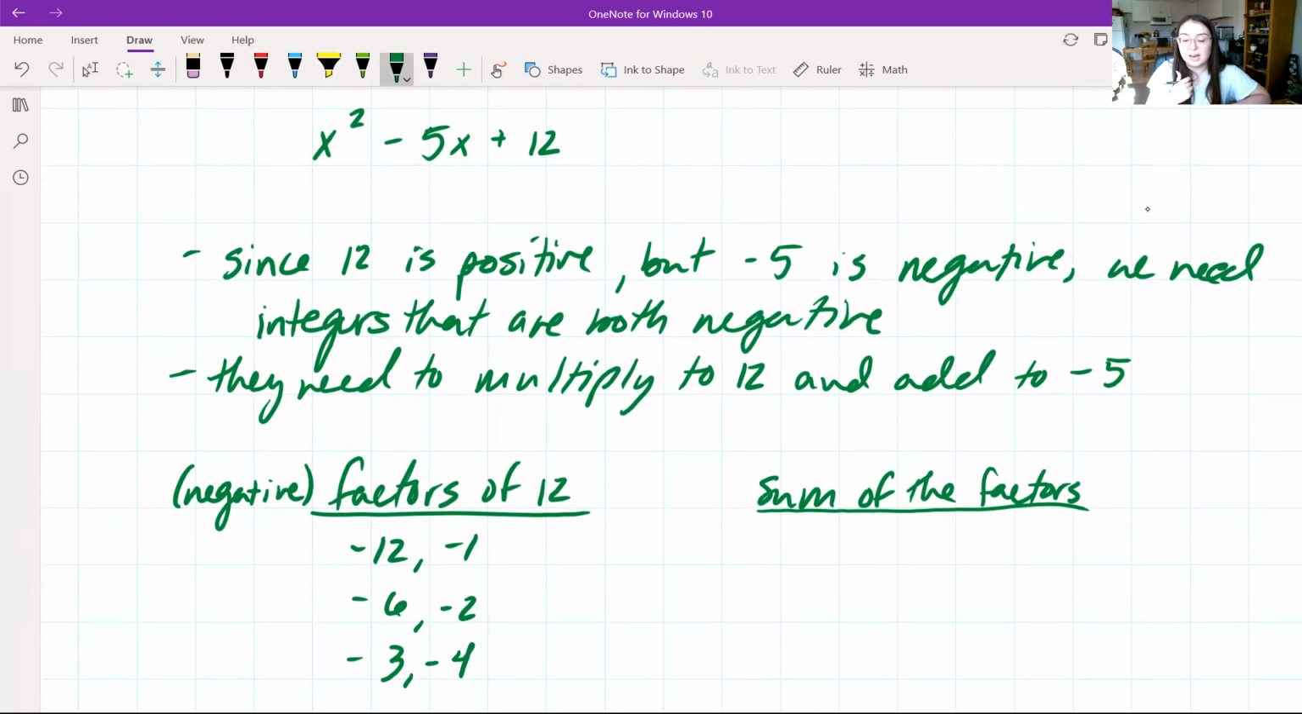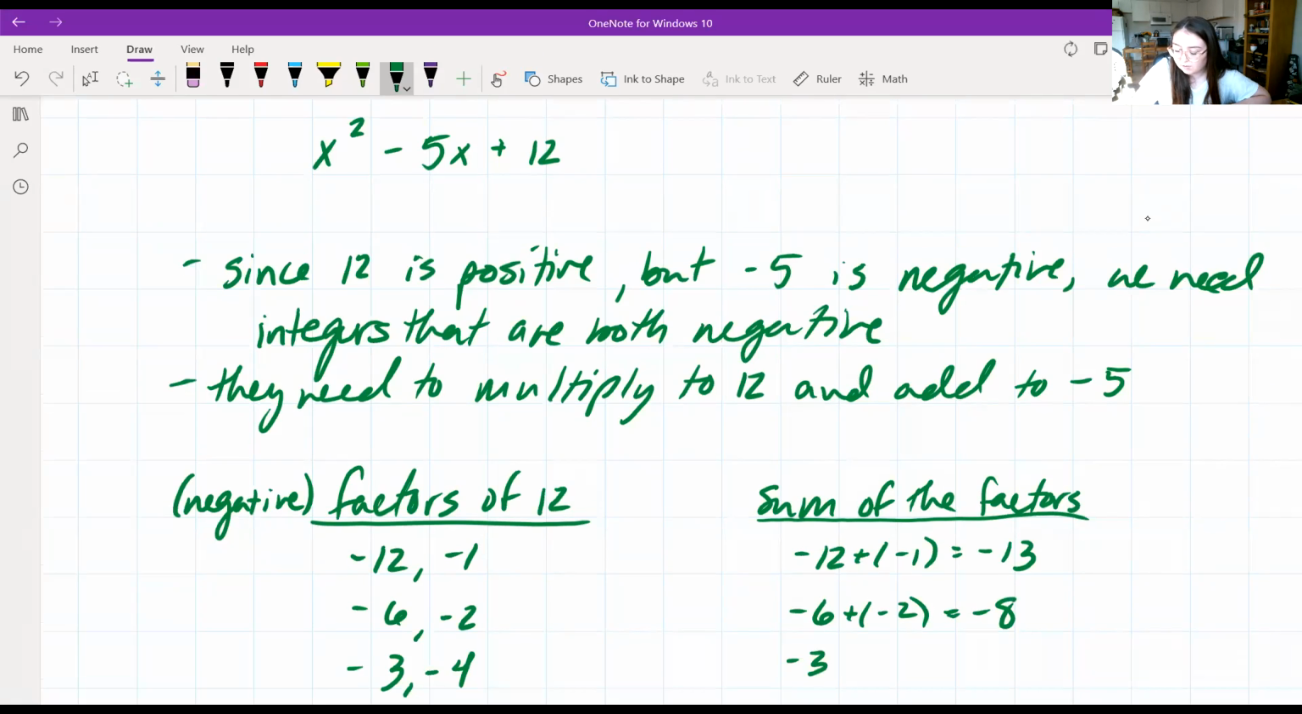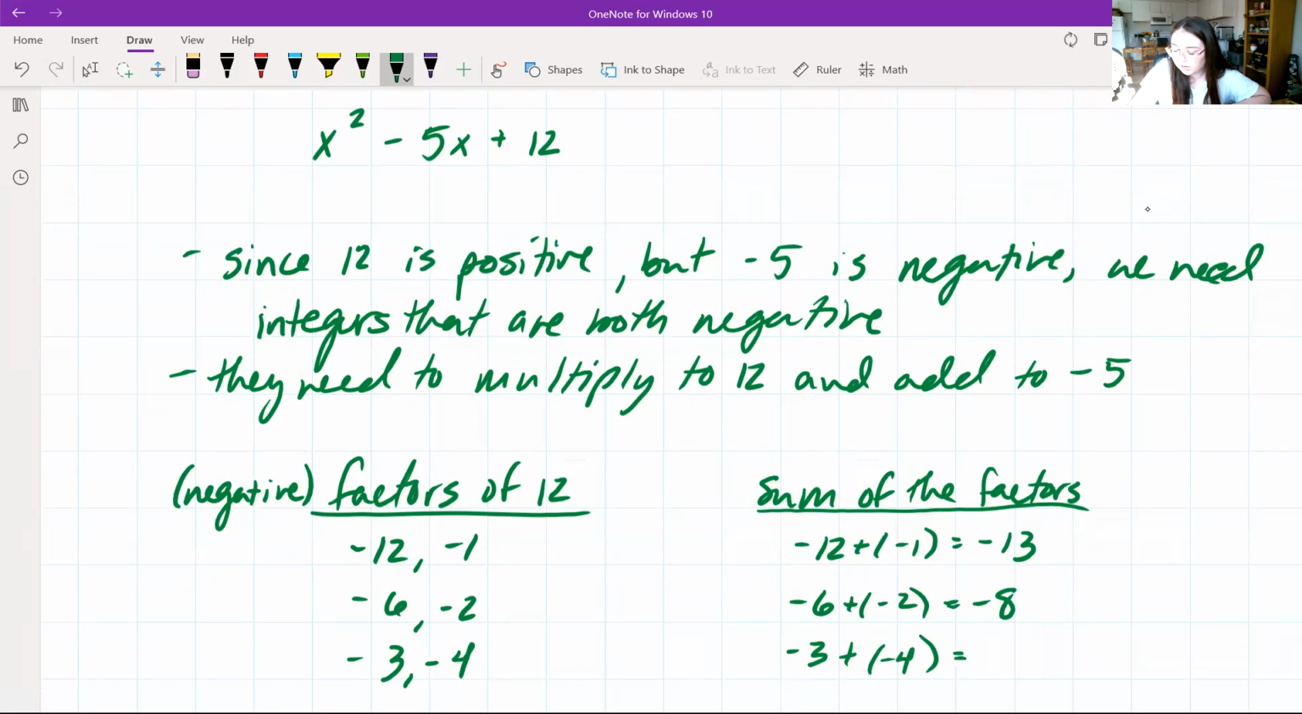So we can go ahead and add these factors. Negative 12 plus negative 1 is going to be negative 13. Negative 6 plus negative 2 is going to be negative 8. And negative 3 plus negative 4 is going to be negative 7. None of these values equal negative 5.